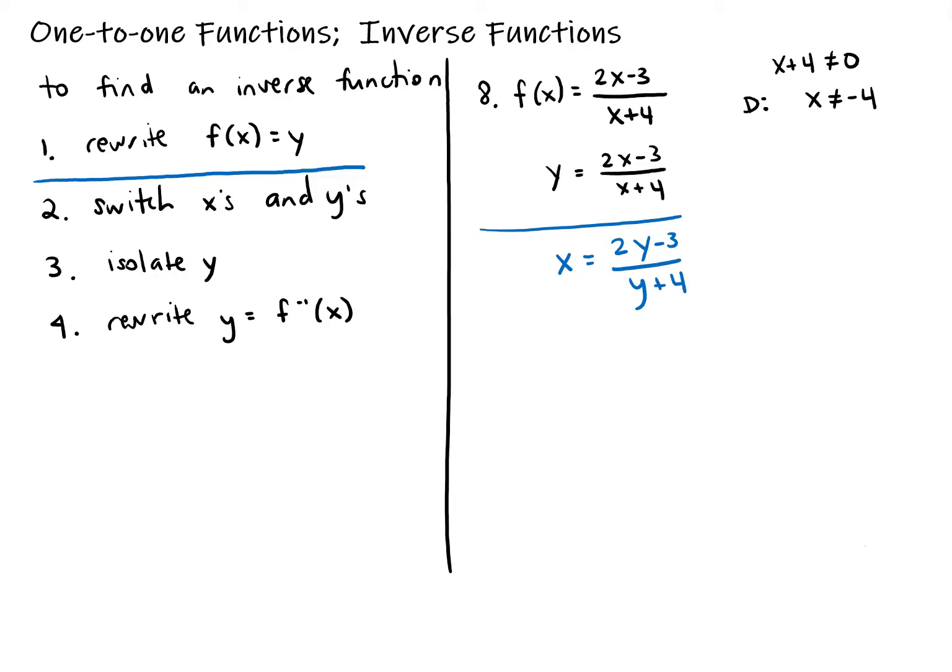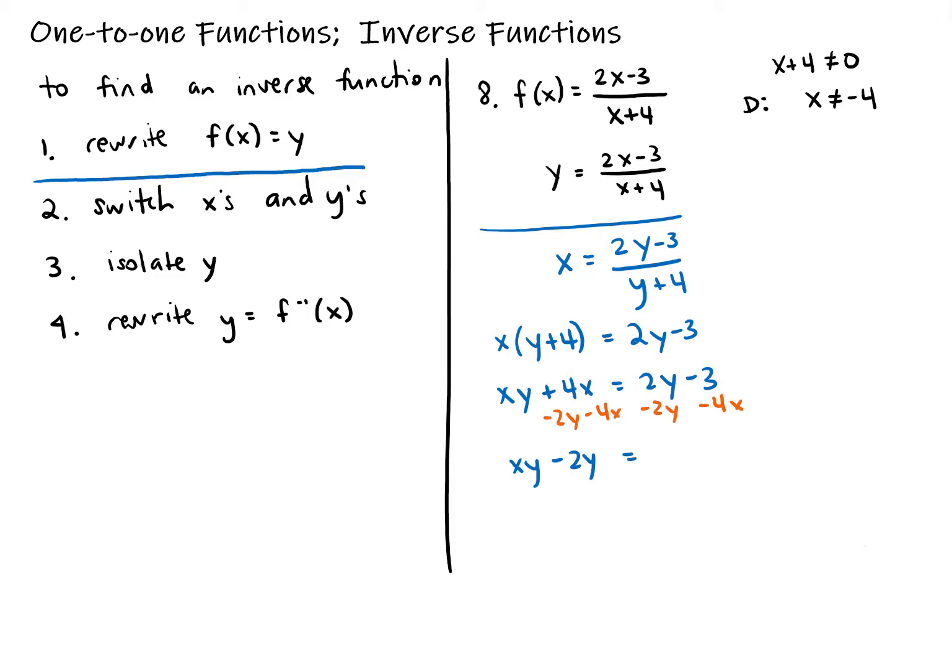And the steps to isolate y is a little bit harder when you have two y's. So what we're going to do first is multiply both sides by that LCD. So I'm going to get x times y plus 4, and then I'm going to get 2y minus 3. Let's distribute that out. You get xy plus 4x, equals 2y minus 3. I'm going to subtract 2y from both sides. I'm also going to subtract 4x from both sides, and I'm going to end up with xy minus 2y is equal to negative 4x minus 3.